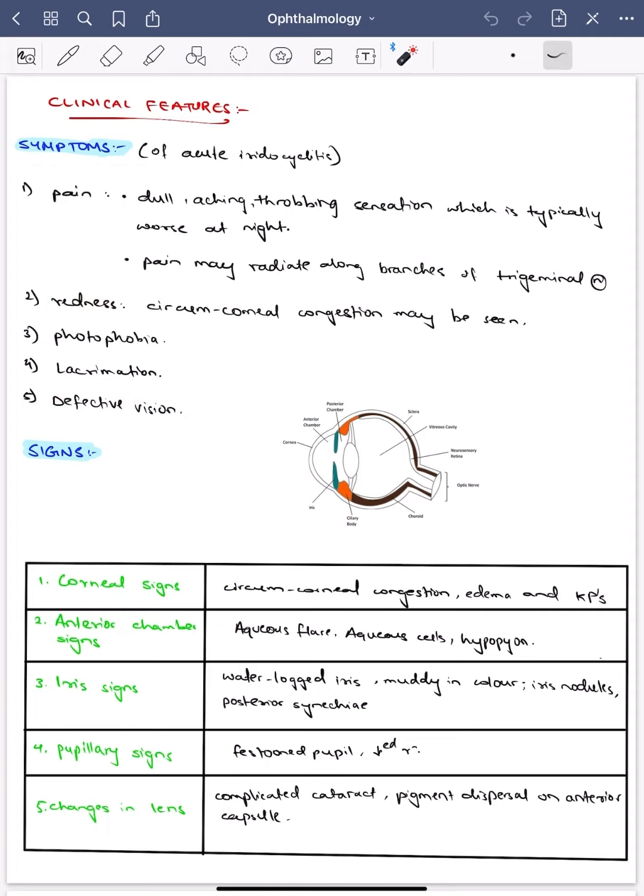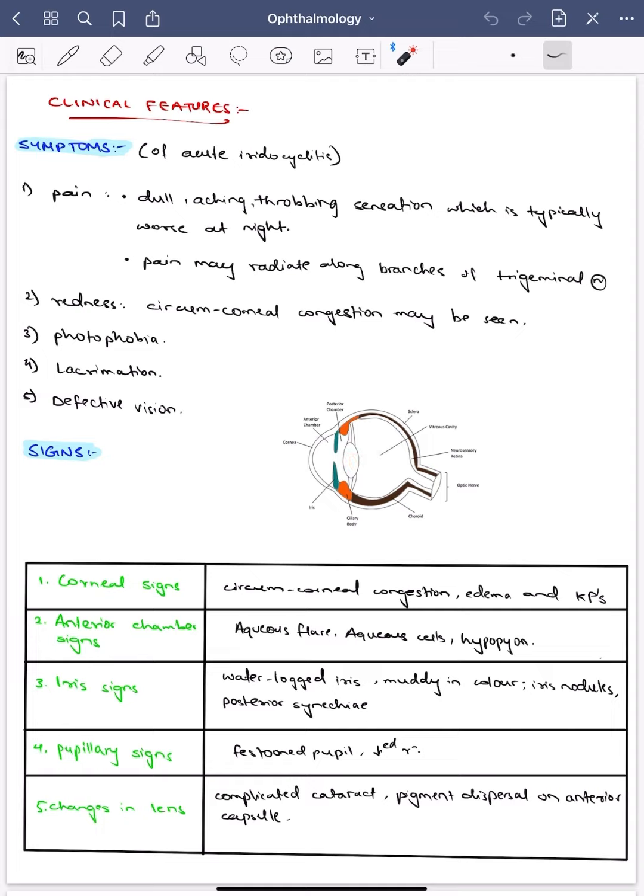Now coming to the signs of uveitis. So we have corneal signs, anterior chamber signs, iris signs, pupillary signs, and finally changes in the lens. So this can be discussed, like if you look into this diagram here, this is how the light rays go. We have first the corneal signs, then the anterior chamber signs, then the iris signs, the pupil signs, and finally the changes in the lens. So let us look into each one in detail.